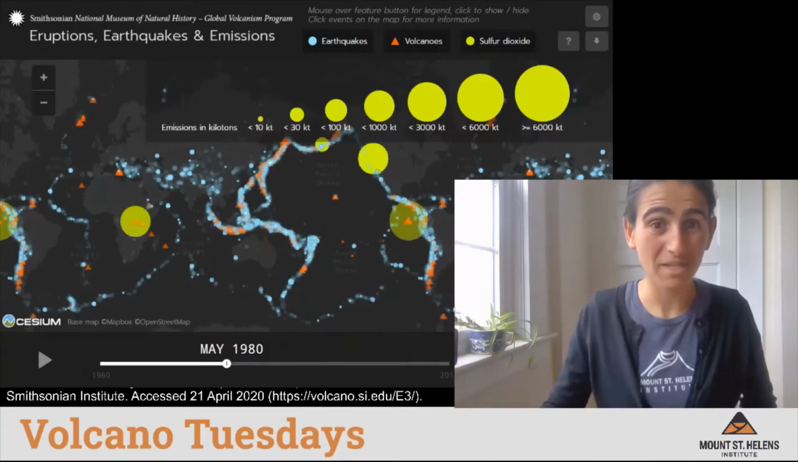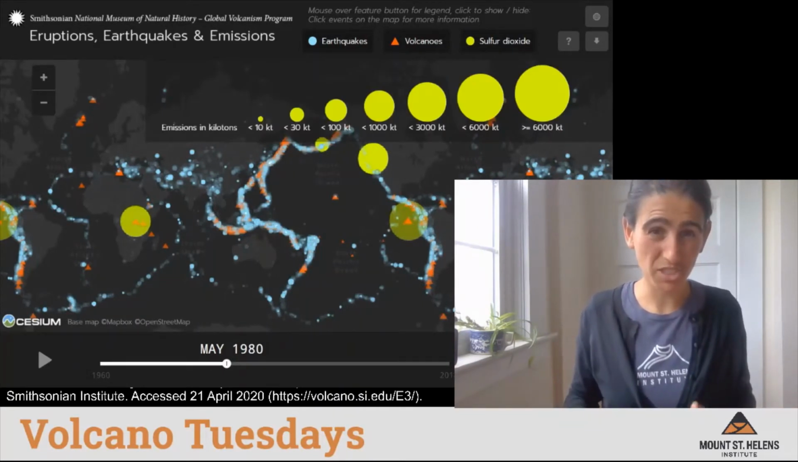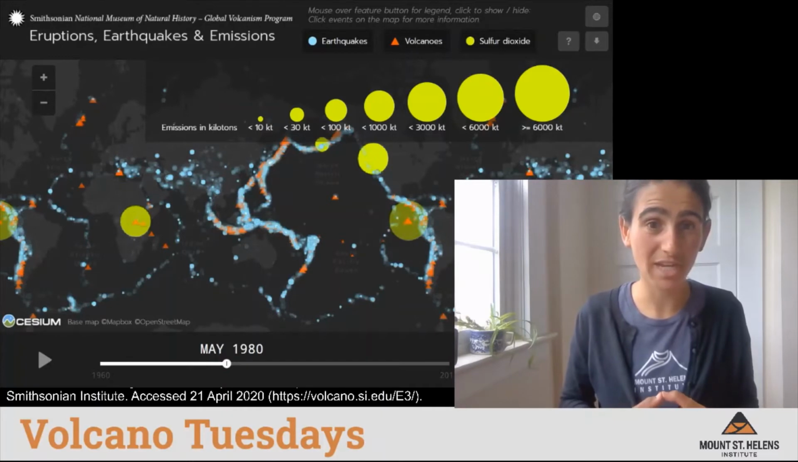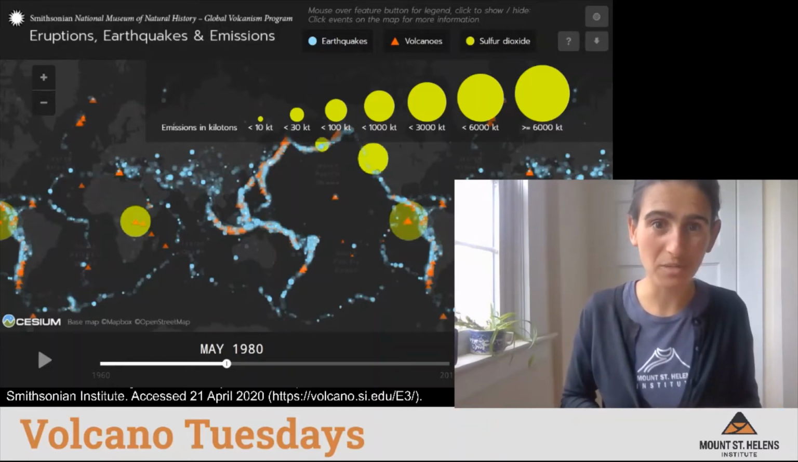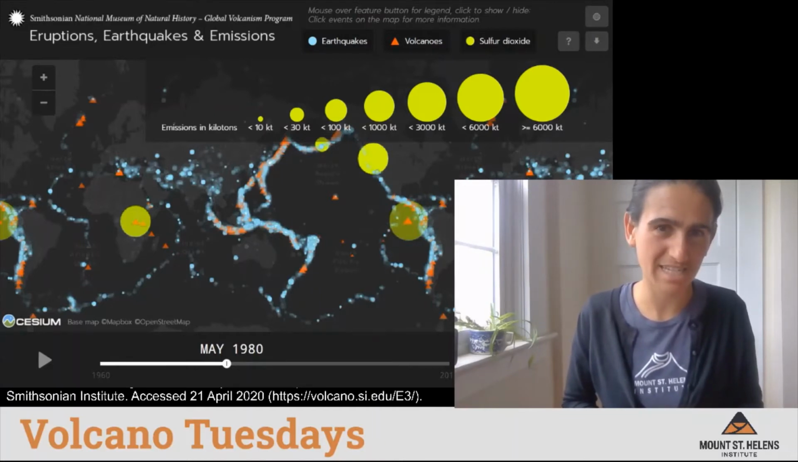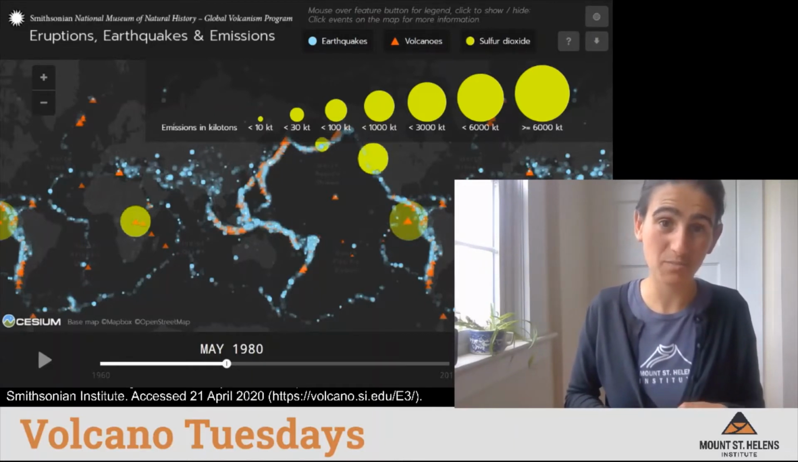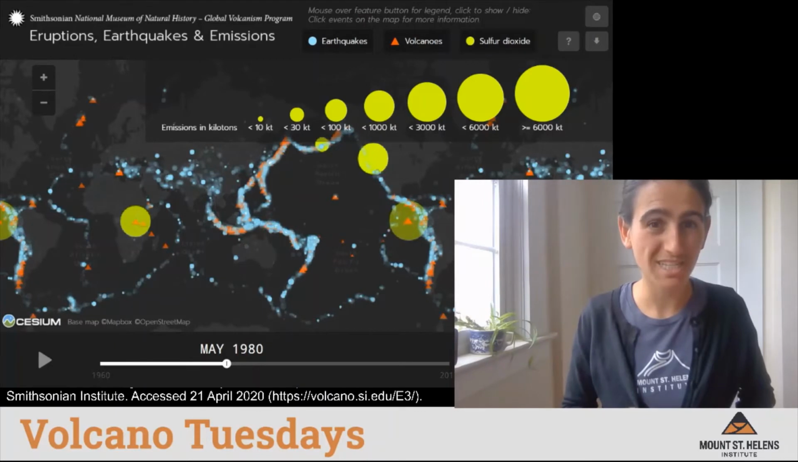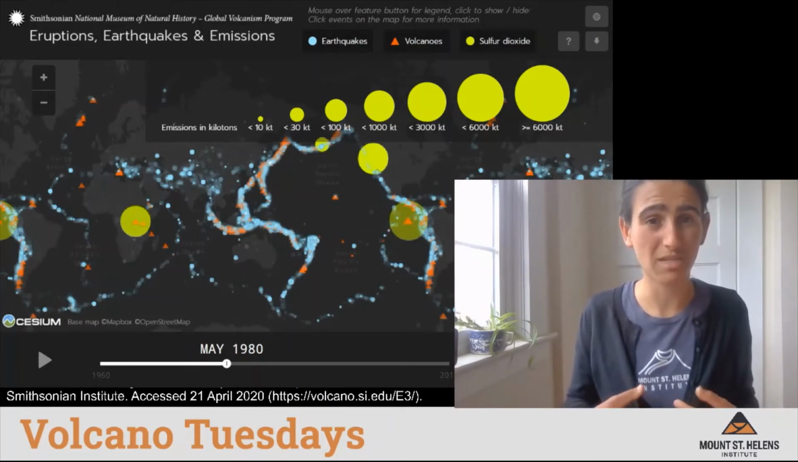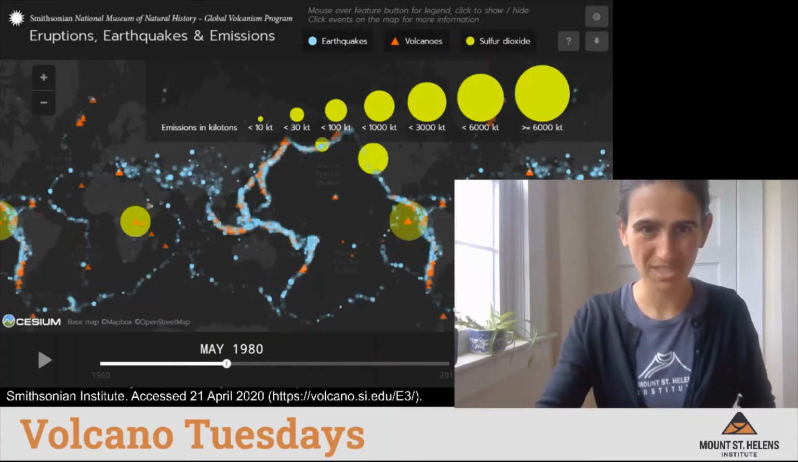The final element on our map are the yellow circles. The yellow circles represent sulfur dioxide, which is one of the gases emitted by volcanoes. Volcanoes emit many other types of gases, including water vapor and carbon dioxide when they erupt, but the sulfur is easiest to detect in satellites, and so that is what the scientists put together to include on this map because it's an indicator of the eruptions. Again, small circles indicate smaller eruptions when the volcanoes were emitting less gases. Larger circles indicate larger eruptions.